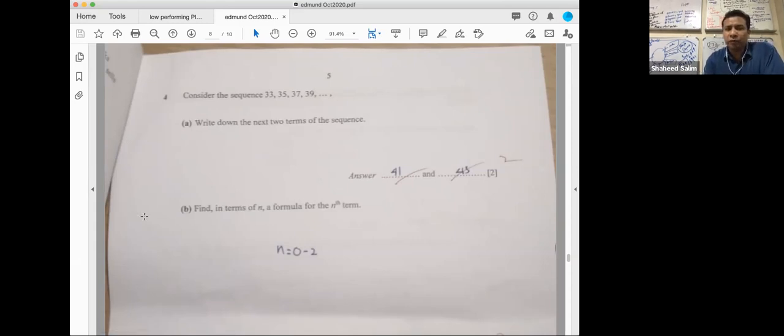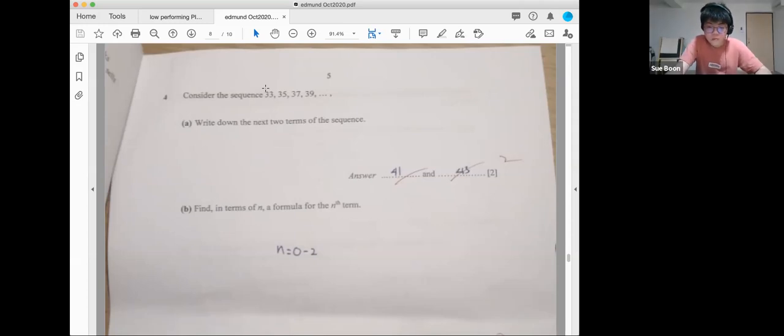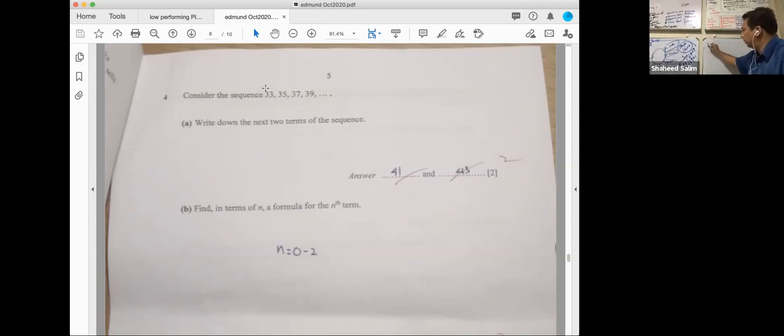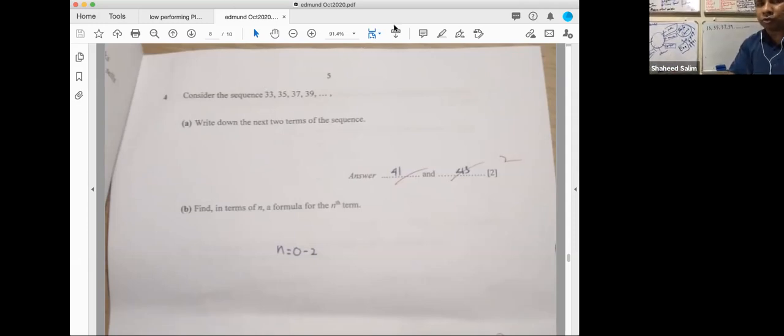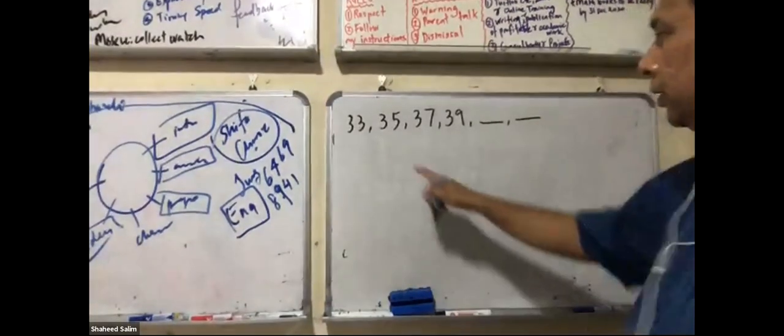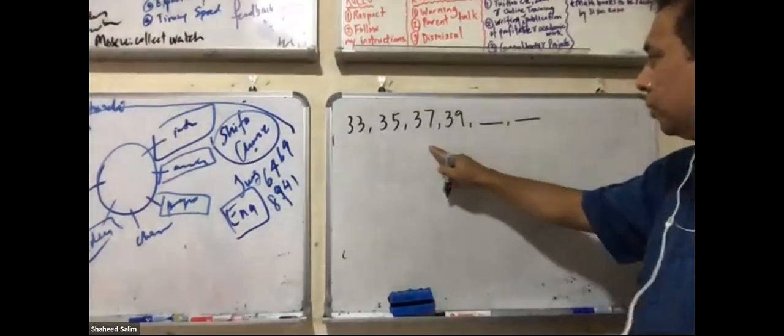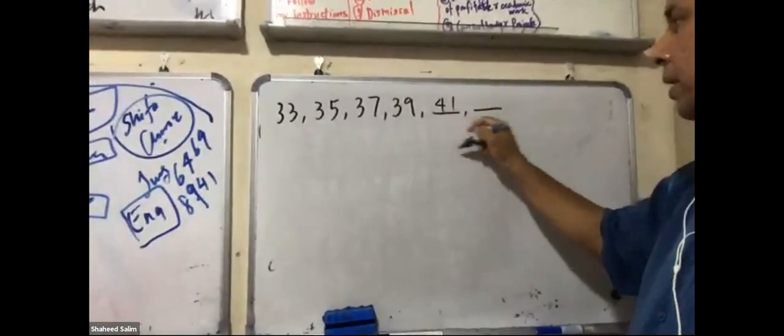Okay. For the first term is 33. Okay, I'll write down this on the board. The terms are 33, 35, 37, 39. And then the next two, you put it correctly. You say it's 41 and 43, correct? Well done. You plus 2, you plus 2, you plus 2, you plus 2 get 41. You plus another 2 get 43.